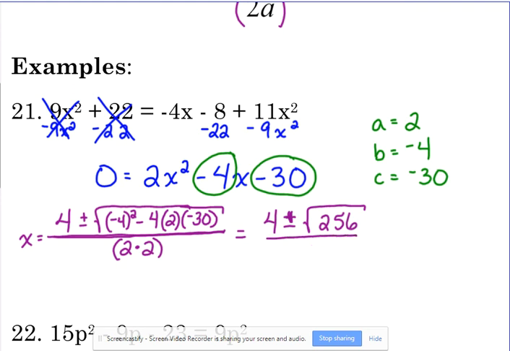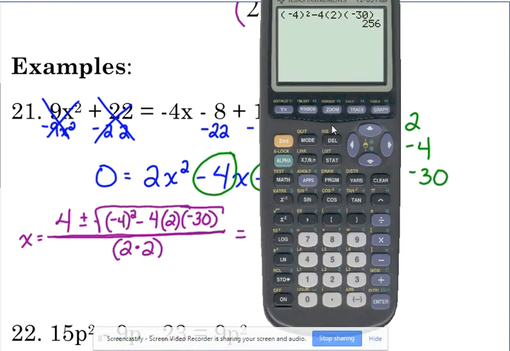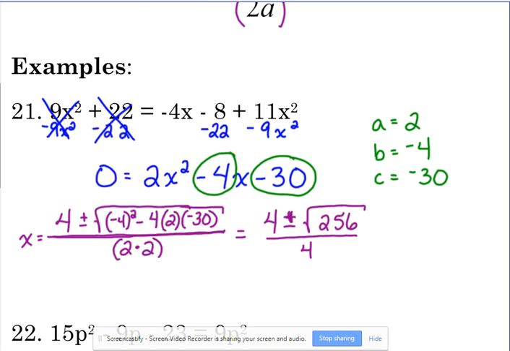256. And I know 2 times 2 is 4. So let's see if 256 is a perfect square. The square root of 256, I know it's not on my poster. My poster doesn't go that high. It is. The square root of 256 is a whole number. It is 16. So the square root of 256 is 16.